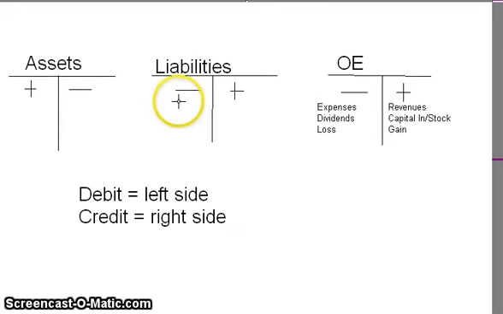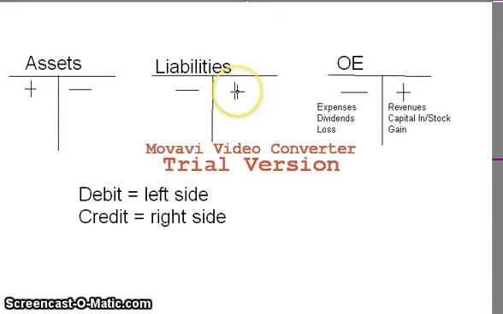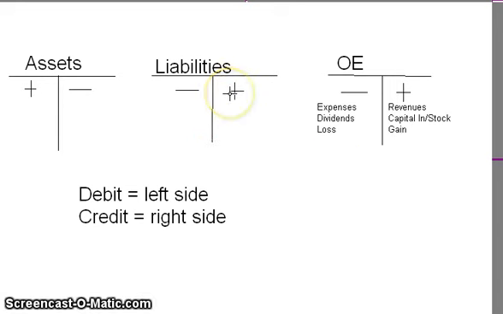Let's talk about liabilities for a second. Let's say you have no bills at all right now. Absolutely, you owe nobody anything. You're completely at zero. If you got a bill in the mail, here it comes, a utility bill came in the mail, that's going to be an increase to your liabilities. So it's going to be a credit. So in order to increase a liability, it's on the right side, which is a credit.